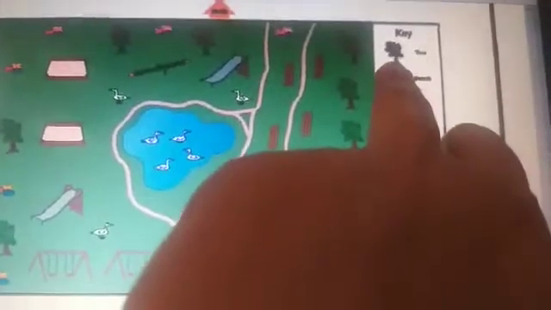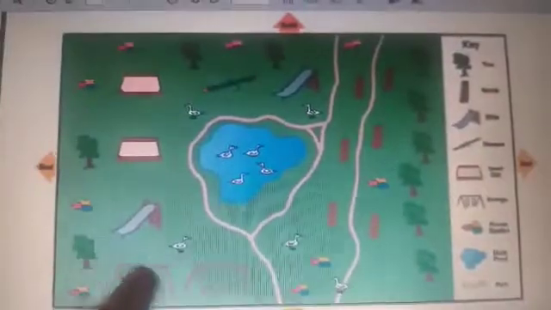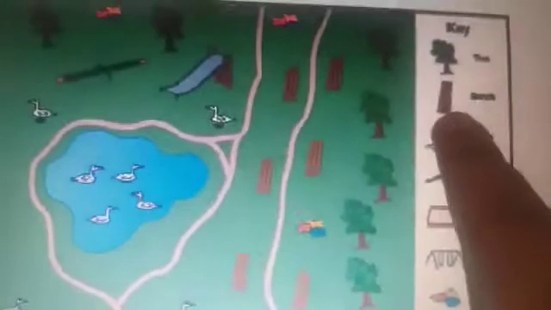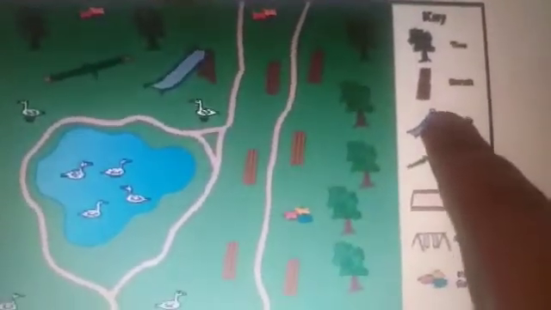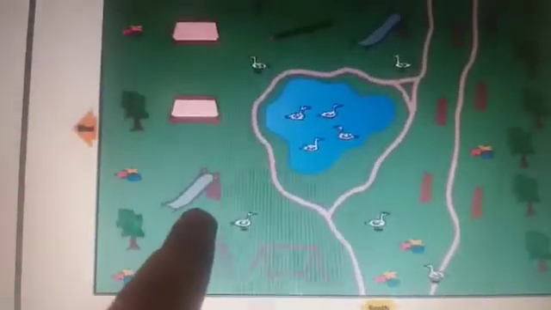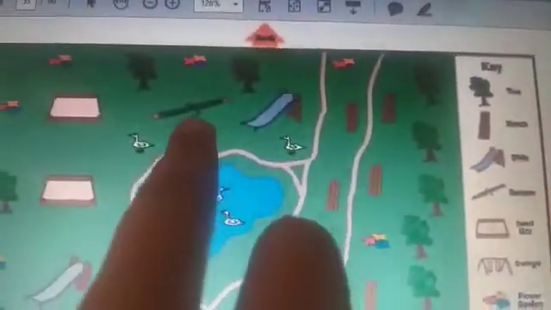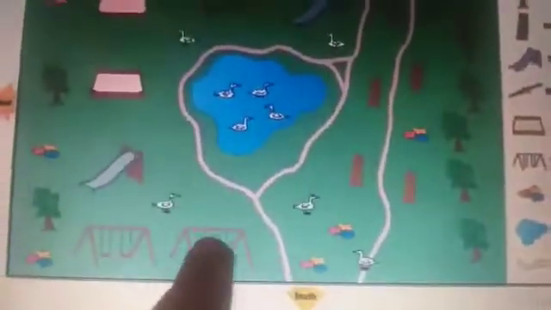For example, this is a tree. So I have written the name tree here. Wherever you see a diagram like this, you will say this is a tree. Similarly, this represents a bench. Wherever you see this, you will say this is a bench. Then we have a slide. This is a slide. If we find another, we know the name is slide. Then we have a seesaw. Wherever we find this, it is a seesaw.